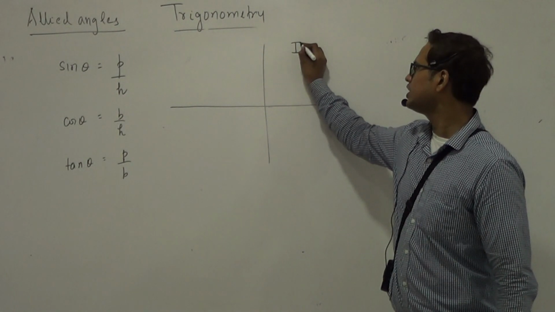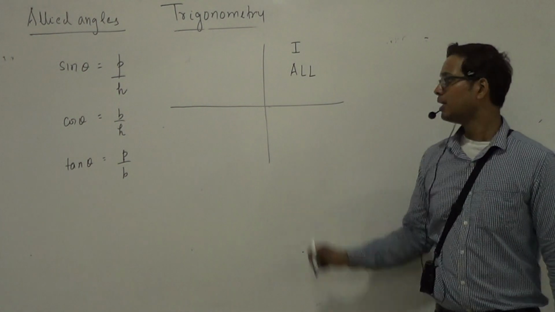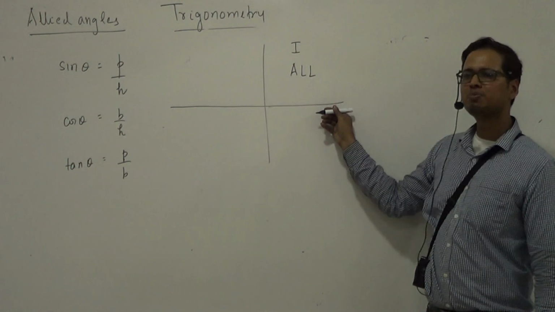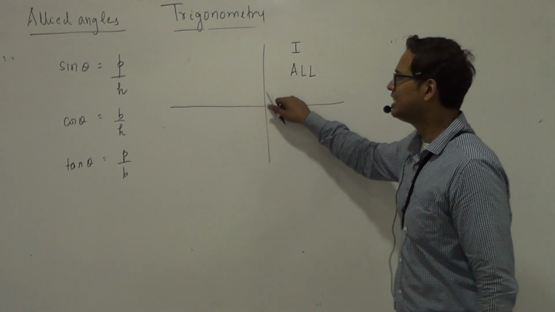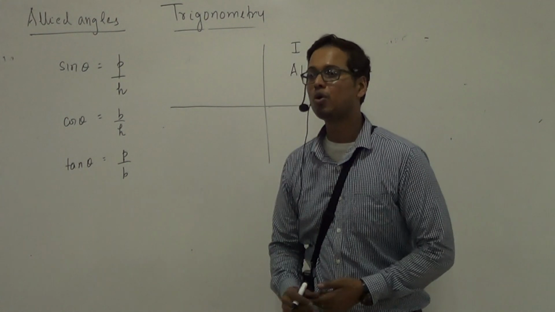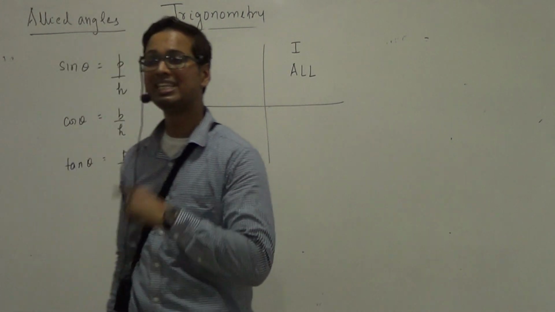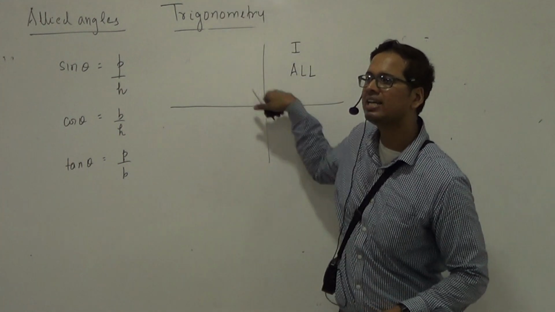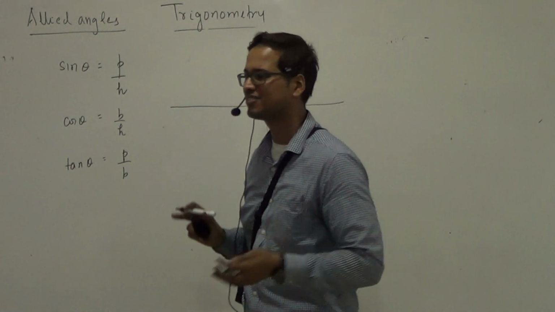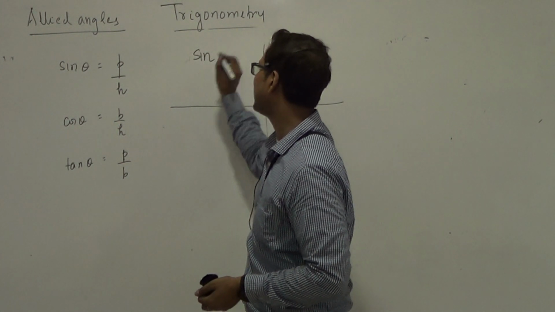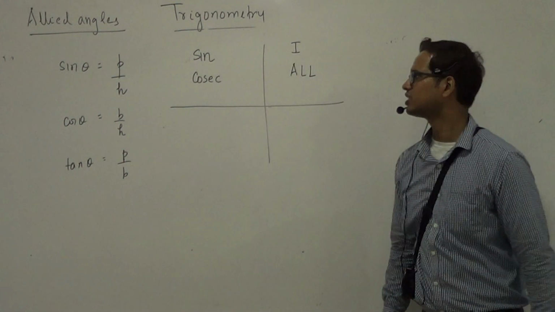In the first quadrant, all the trigonometric ratios are positive because P is positive, B is positive, and H anyway is positive. ASTC. In the second quadrant, only sine and its reciprocal, cosecant, are positive. The reason being, P is positive and H is positive here, so any ratio formed from P by H will be positive.